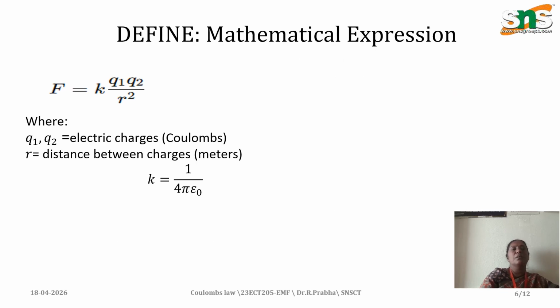So now the mathematical expression of Coulomb's law is the define part of design thinking. In Coulomb's law, the force exerted on a point charge by another charge is given by F is equal to K into Q1 Q2 by R square. In this expression, Q1 and Q2 are the charges in coulombs, and R is the distance between the two point charges, given in meters. K here is the proportionality constant, given by 1 by 4 pi epsilon naught.